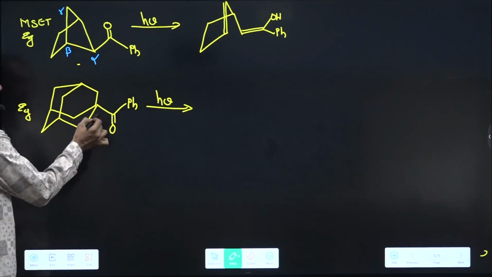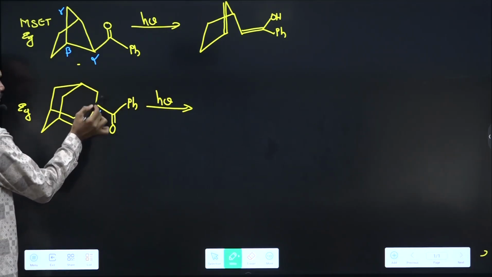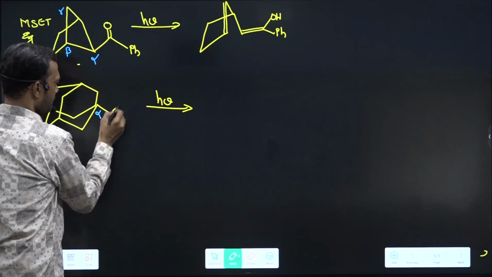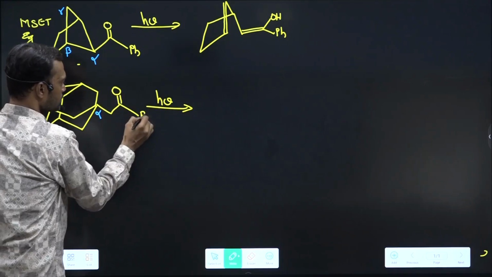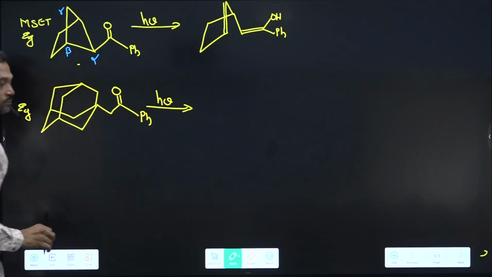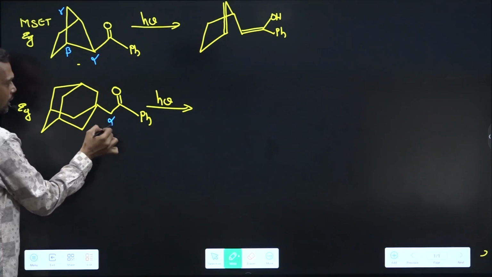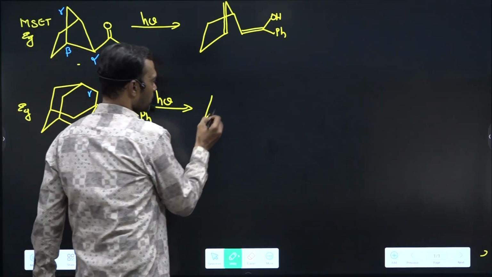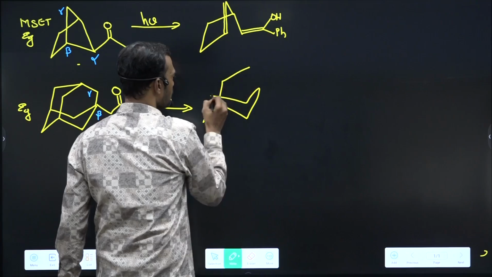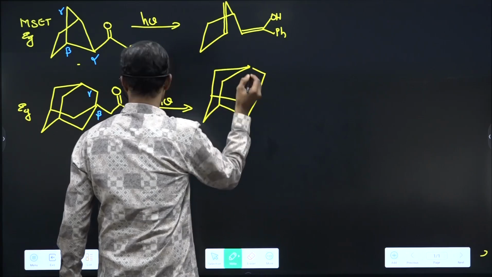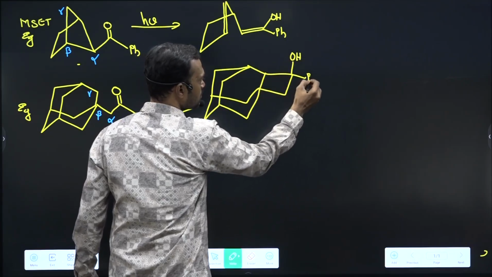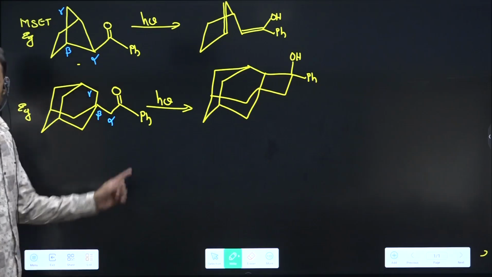What is this? Alpha. And what is this? Just wait. You write like this. This is alpha, here beta, and this is gamma. Okay, gamma hydrogen is available? Yes, gamma hydrogen is available, but you won't expect Norrish type 2 cleavage. Norrish type 2 cleavage is not possible. There is a formation of cyclization product. This is major.